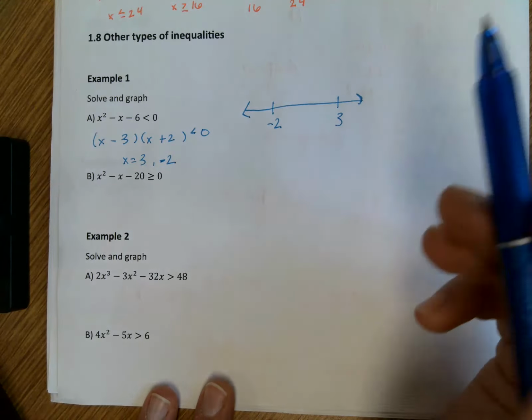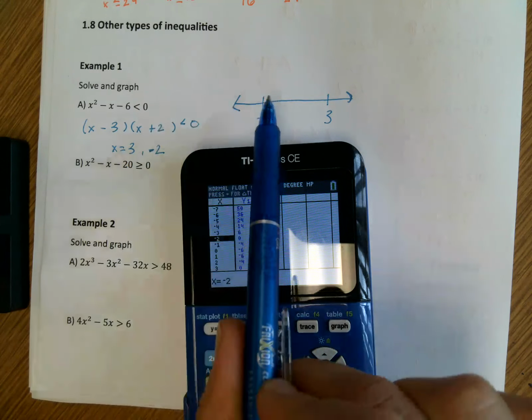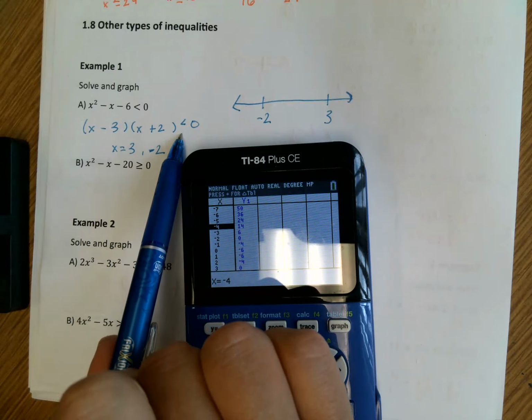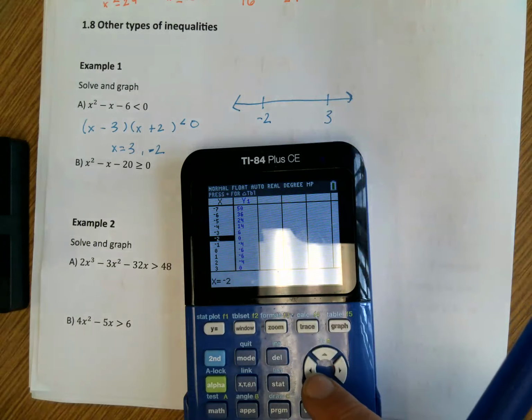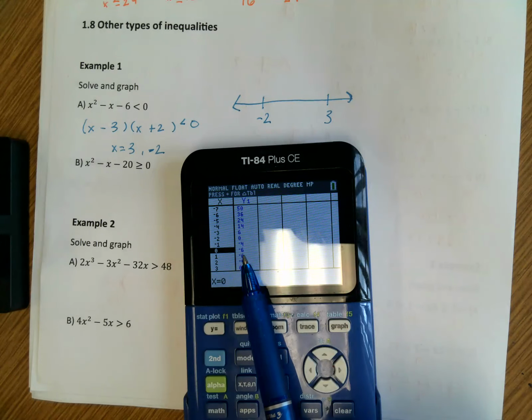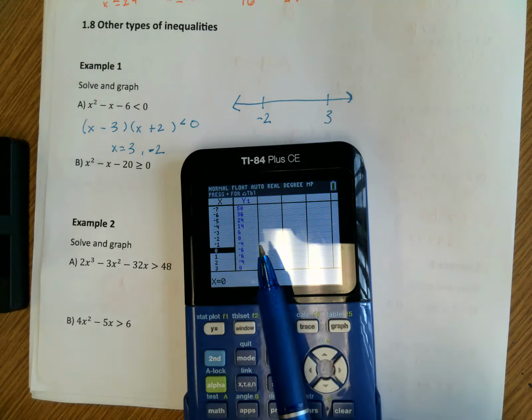If I look at numbers smaller than that, I'm looking to see, does this make sense? If I put a number smaller than negative 2, like negative 4, does this make the inequality true? If I put negative 4 in, I get 14 out. So is 14 less than 0? No, 14 is not less than 0. Okay, so now we're going to pick something in the middle. Between negative 2 and 3, let's plug in 0. If I plug 0 in, I get a negative 6 out. Is negative 6 less than 0? Yes, this section is true.